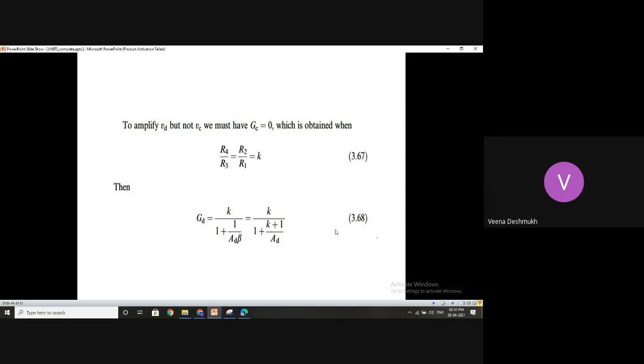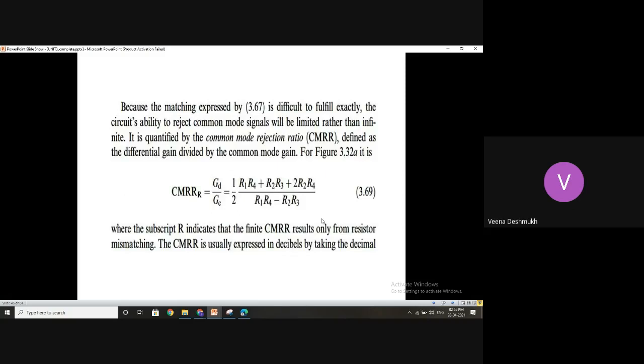And to get a high common mode rejection ratio, the resistors R1, R2, R3, R4 can be adjusted in such a way that the ratios are maintained like this: R4 by R3 is equal to R2 by R1, which is equal to K. By maintaining this, we can reduce the common mode gain and hence increase the differential gain. This in turn increases the common mode rejection ratio.